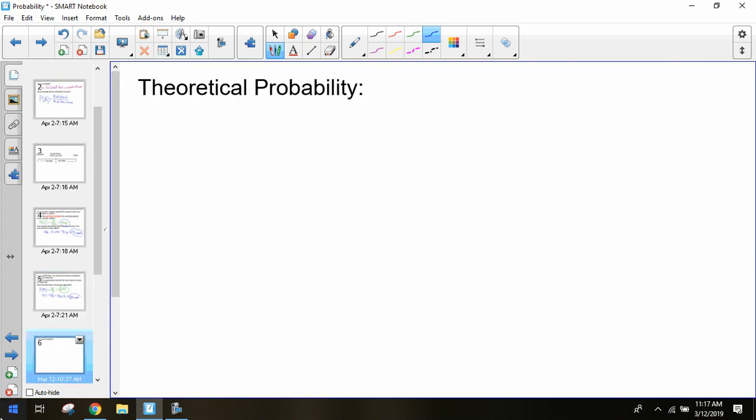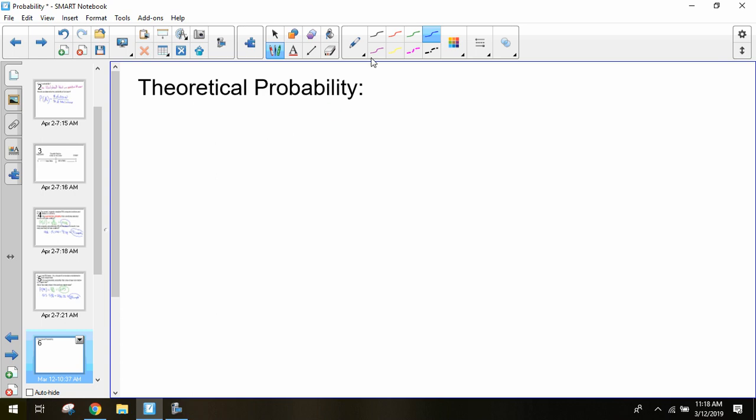So theoretical probability is based off of what should happen. Based off my knowledge of the events, without performing any observations, without getting out the dice or flipping those coins, without doing any of that, I should be able to think about the outcomes. I should be able to think about what I'm looking for and create that probability.